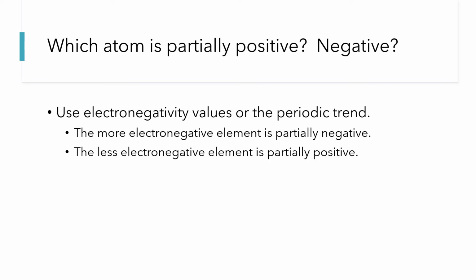Once we've decided that we have two different nonmetals bonded to each other, we need to be aware of which side is going to be the partially positive side and which side is going to be the partially negative side. The partially negative side is going to be the one that has a bigger value for the electronegativity, and the partially positive side is going to be the side that has a smaller value of electronegativity.